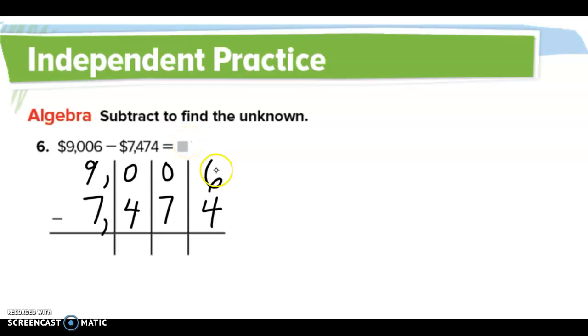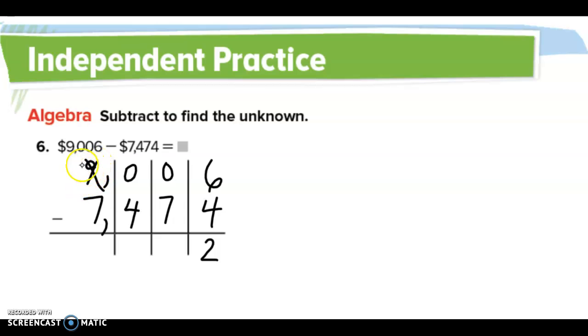So we always start with our ones. 6 minus 4, we can do that without having to regroup anything. That's 2. Then we go to our tens. 0 minus 7, we can't do that. If we have none, we can't take 7 away. So we're going to go next door to regroup, but there are no hundreds to regroup with. So then we need to go over to the thousands to get some hundreds. That's the first place value where we can regroup.